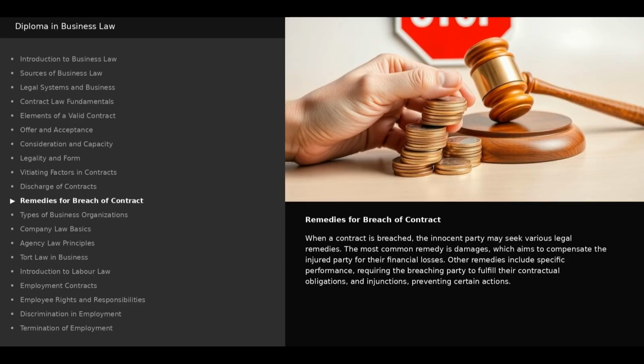Remedies for breach of contract. When a contract is breached, the innocent party may seek various legal remedies. The most common remedy is damages, which aims to compensate the injured party for their financial losses. Other remedies include specific performance, requiring the breaching party to fulfill their contractual obligations, and injunctions, preventing certain actions.